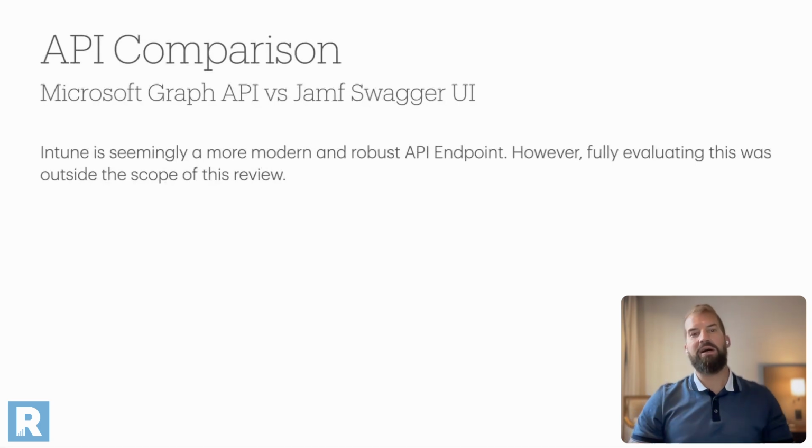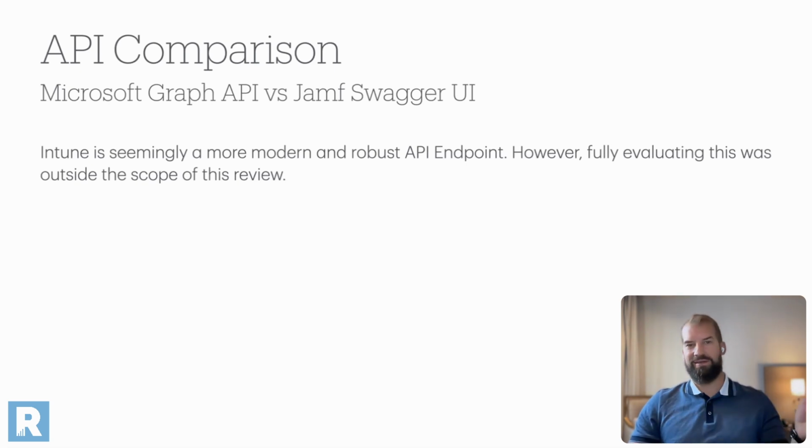So next I want to look at an API comparison with the Microsoft Graph API versus the Jamf Swagger API. Now, we really weren't able to dive down and do a really good analysis of both of these APIs. Our team knows the Jamf API a lot more, so it's a lot easier to just say, hey, you can do a lot more with Jamf than Intune. But because their API supports a lot more than just macOS, it's really hard to drill down and see exactly what you're able to do with the Intune API. But I will say the Intune API is a little bit more modern and robust than the Jamf Swagger API, which at this point is a little bit more outdated and hard to use.